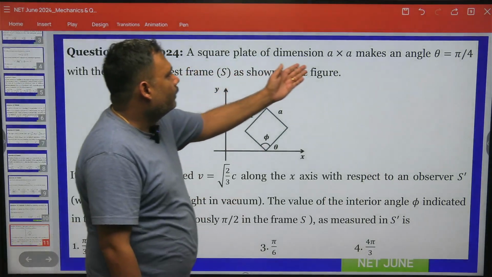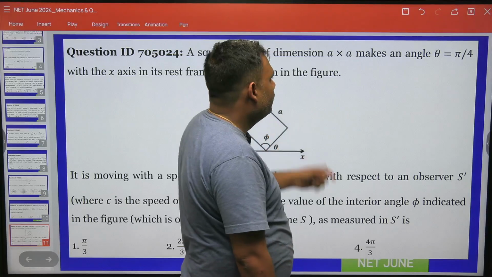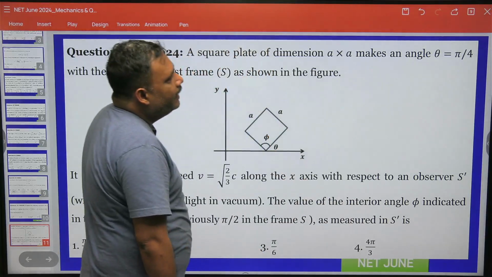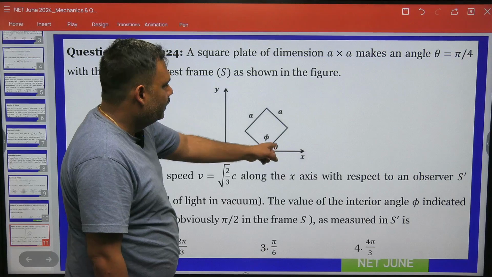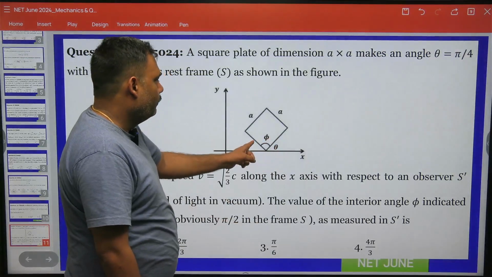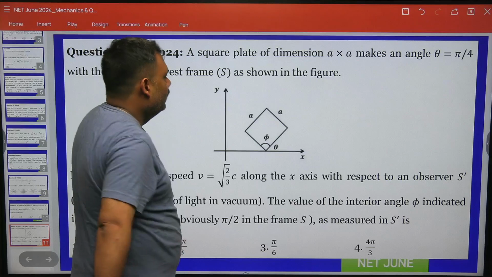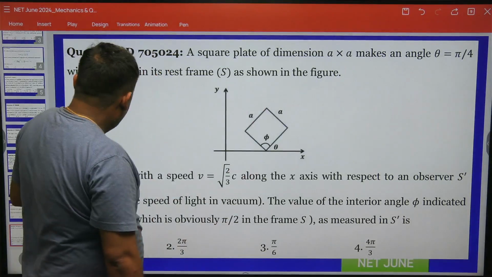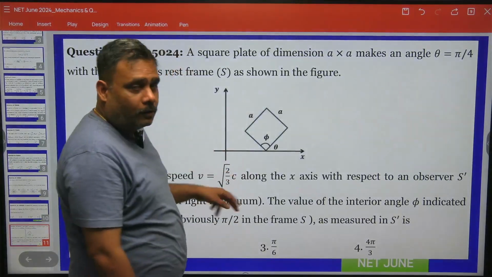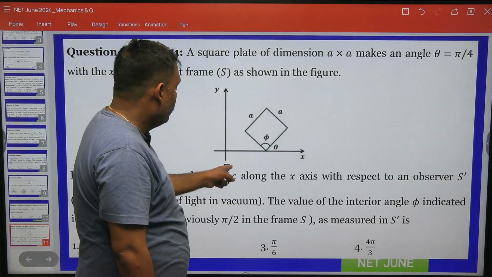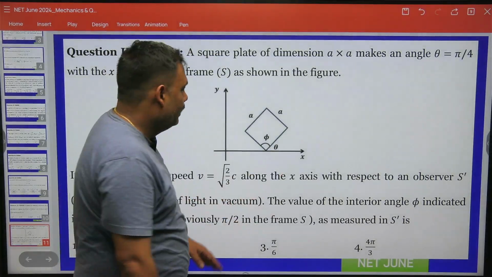So a square plate of dimension A cross A into A, that means this length is A, makes an angle theta equal to pi by 4 with the x-axis. So this angle theta is pi by 4. If this is pi by 4, this will be pi by 4, then this will be pi by 2. This is symmetric, so this is just remaining symmetric point of view. And it is given it is moving with the speed v equal to root under 2 by 3 c. So you have to always take care, this is complete root, 2 by 3, the complete root is there. Some people will take only root 2 by 3, then it will create a mess.